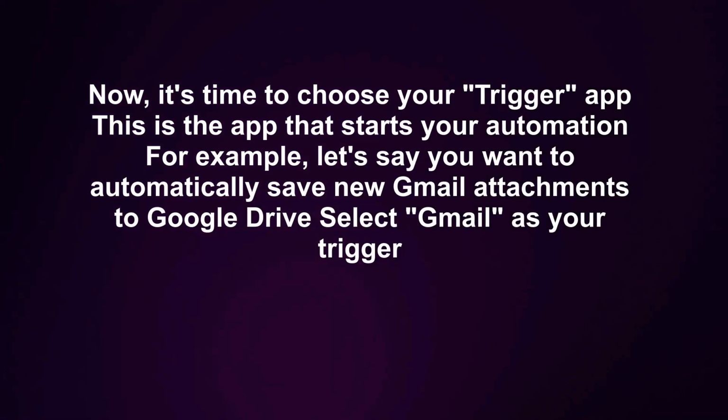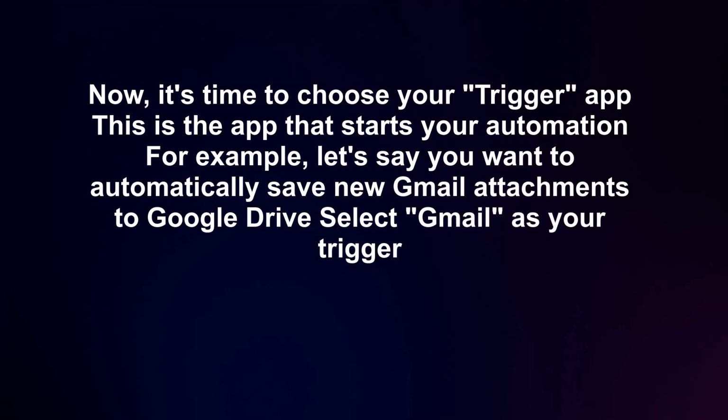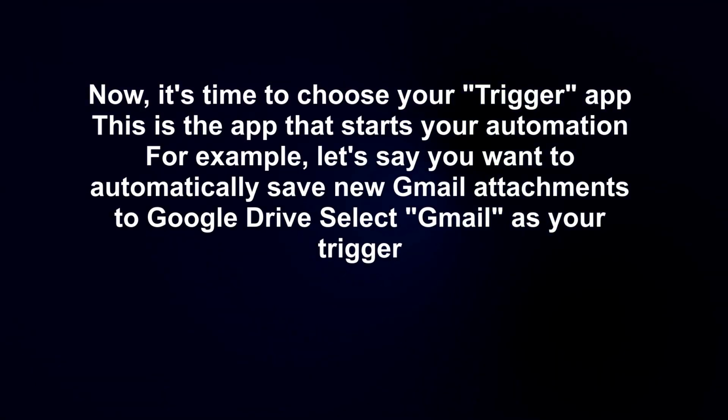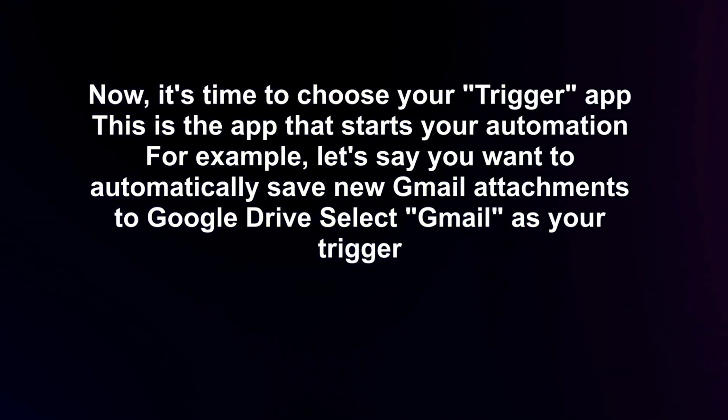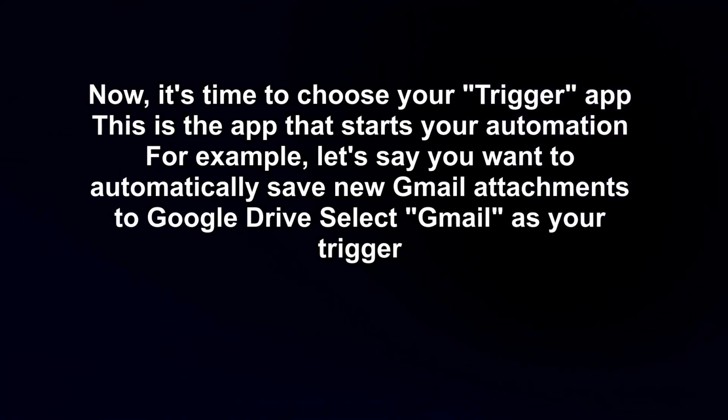Now, it's time to choose your trigger app. This is the app that starts your automation. For example, let's say you want to automatically save new Gmail attachments to Google Drive. Select Gmail as your trigger.